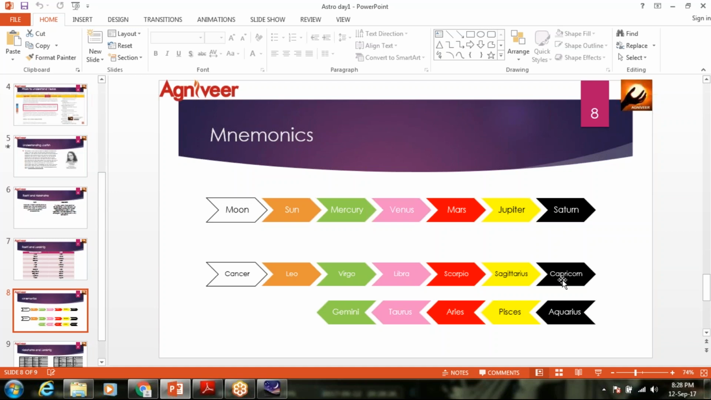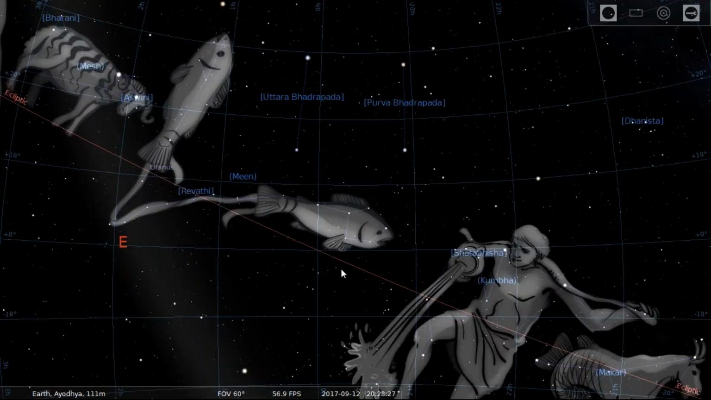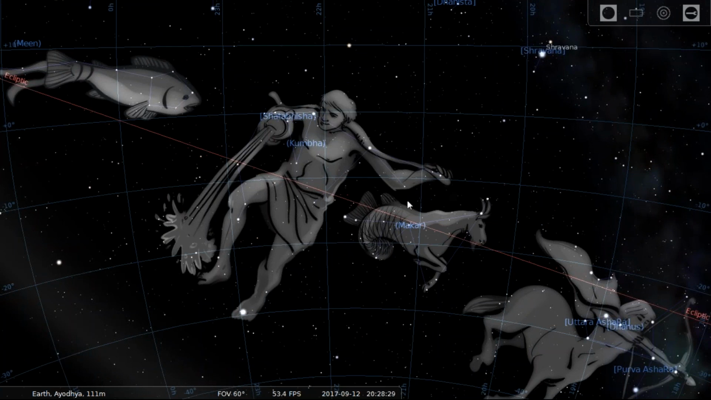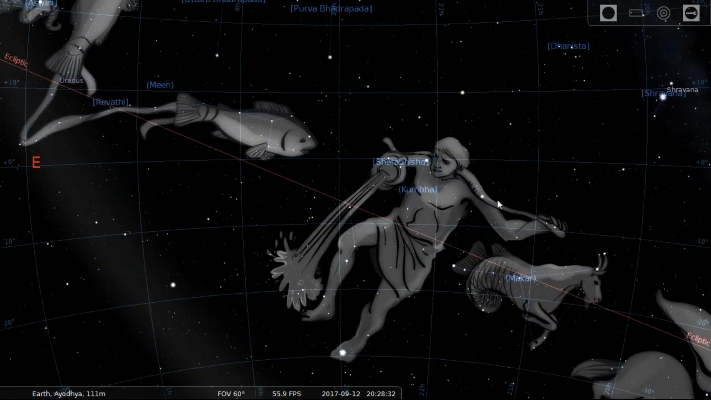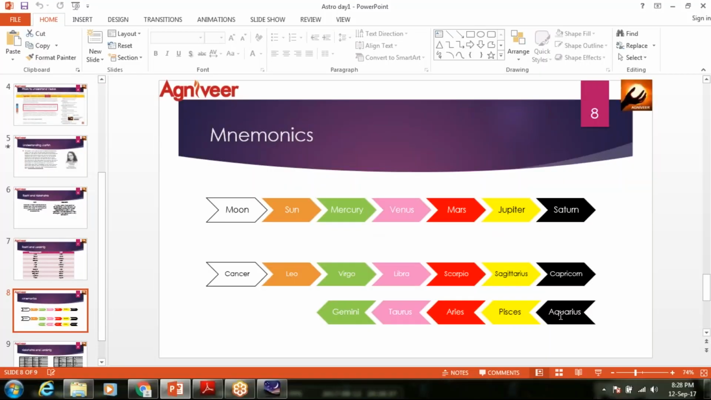And again from Capricorn, as you can see, Capricorn is here, it ends here, Makar. And after that starts Kumbh or Aquarius. So again the same series. From Aquarius, Pisces, Aries, again the same. Saturn is the ruler here, Jupiter for Pisces, then Aries, then Venus, and then Mercury. So this is a simple way to memorize which sign is ruled by which planet.